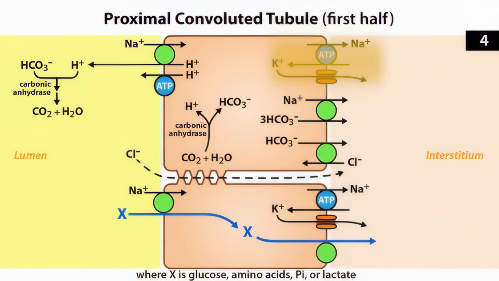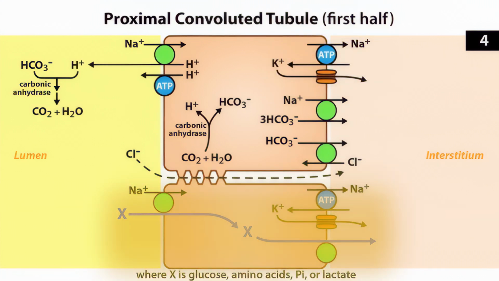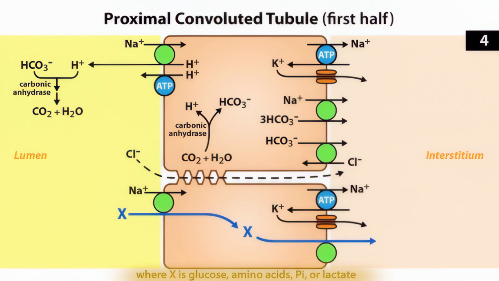Now toward the bottom, you see that substance X is reabsorbed by a sodium cotransporter. And then X is crossing onto the interstitium side over on the right. Well, what's substance X? Well, it could be a lot of different things. It's your glucose, amino acid, inorganic phosphate, and lactate reabsorption. They're all driven by this sodium gradient.